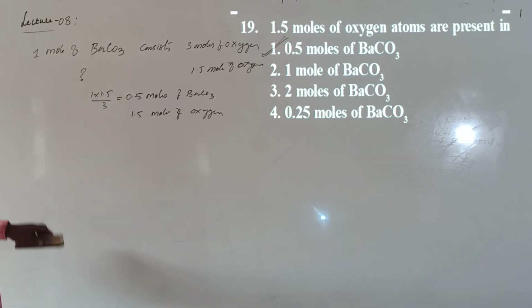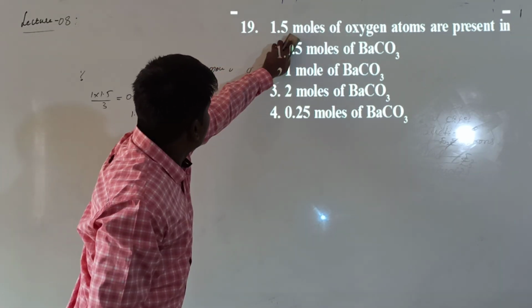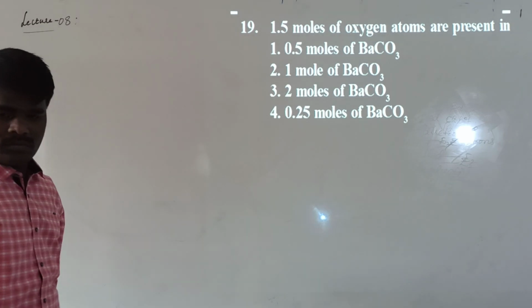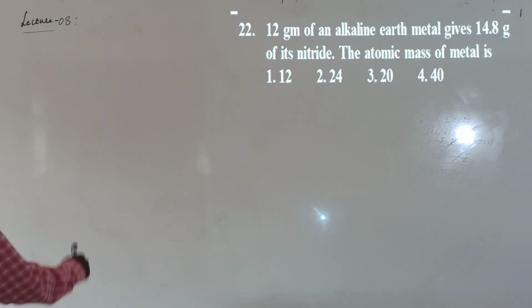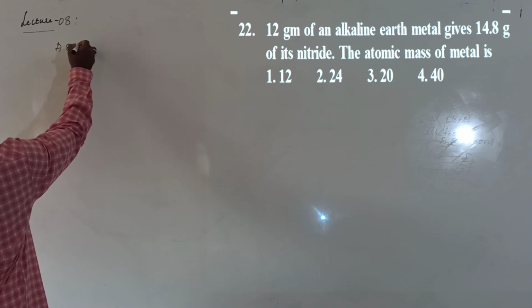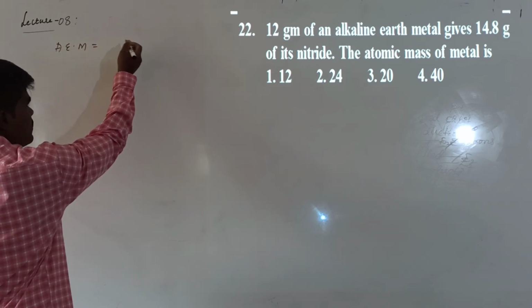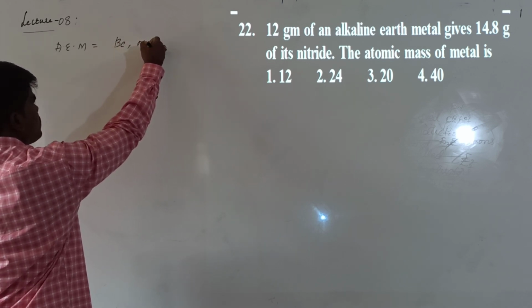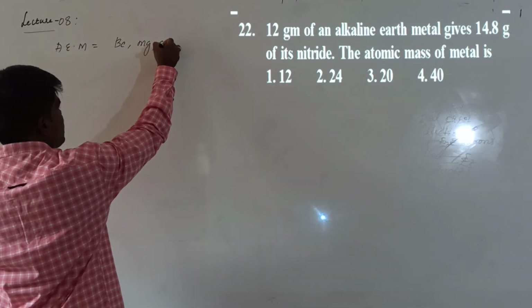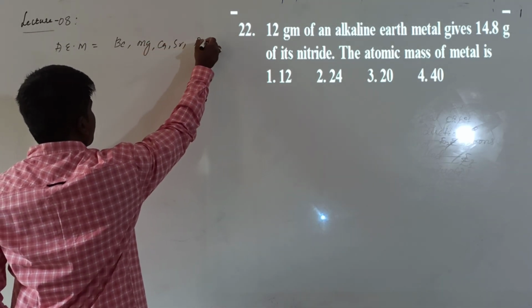These are all the stoichiometric calculations. 12 grams of an alkaline earth metal gives 14.8 grams of its nitride; find the atomic mass of the metal. Look at the question. First of all, he is talking about the nitride of an alkaline earth metal. What is meant by alkaline earth metal? Alkaline earth metals generally stand for beryllium, magnesium, calcium, strontium, barium, etc.